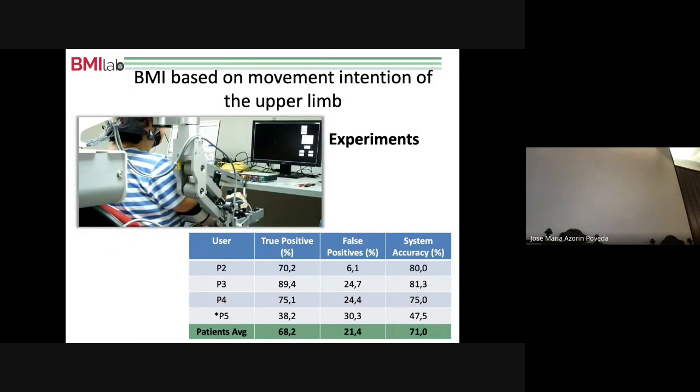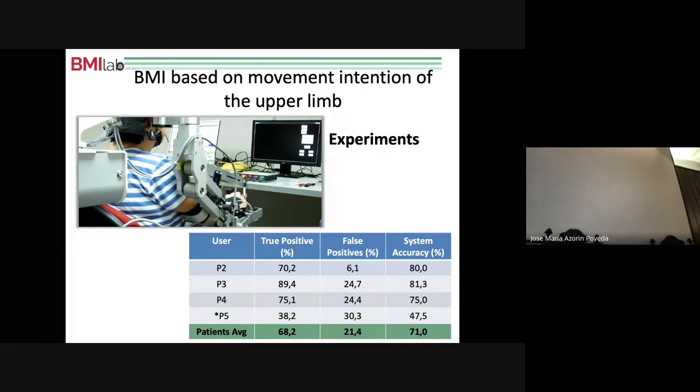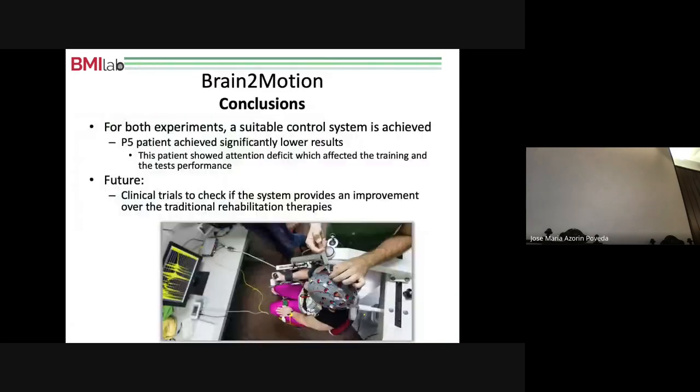I haven't said anything about that before, but basically each user did around 2 or 3 sessions of training before using the system. So I can conclude that for both experiments, for both approaches, people are able to command the system. Only one of the patients didn't get very good results, but it was because this patient showed an important attention deficit that affected the trial.